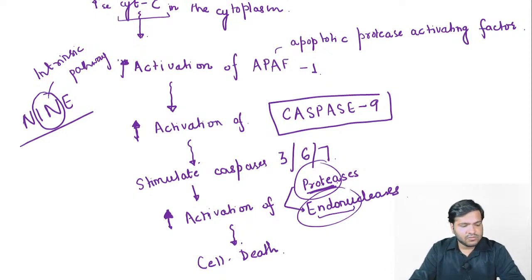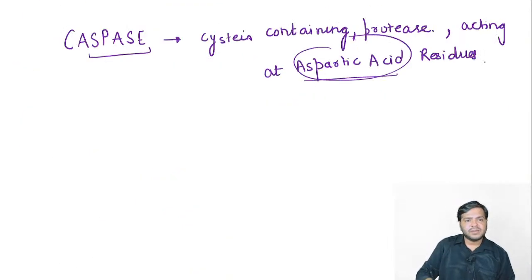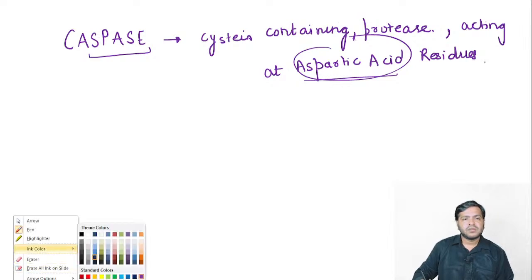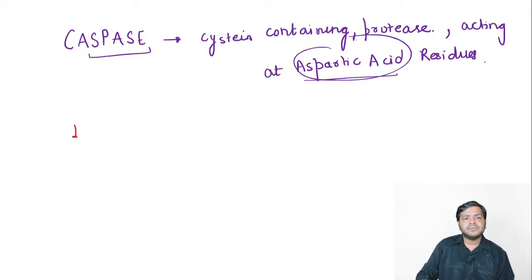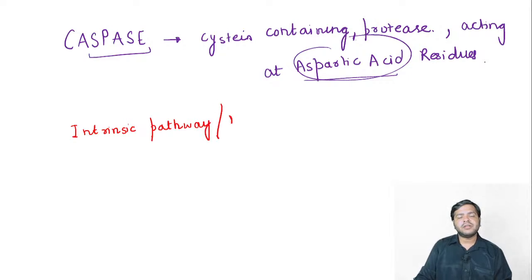Okay, so remember that. Just write down 2 more points over here, that the intrinsic pathway is also called the mitochondrial pathway, because it involves the functional mitochondria.